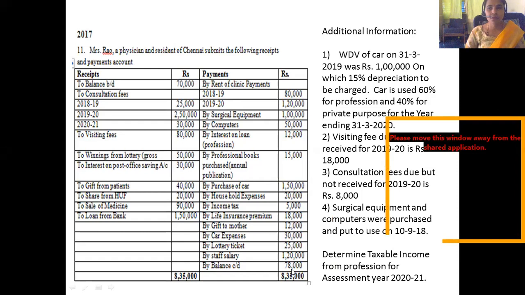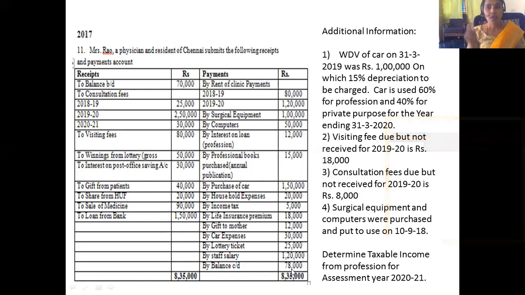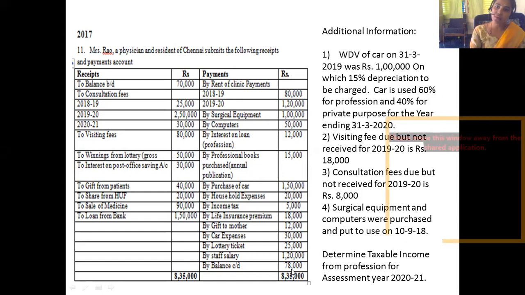Now I'm discussing the 2017 paper. Here you are given the receipts and payments account. Whenever you are given a problem with a receipts and payments account, it means the amounts received in cash and the payments made in cash are given. In a receipts and payments account, the amount might relate to the present year, the previous year or the following year.